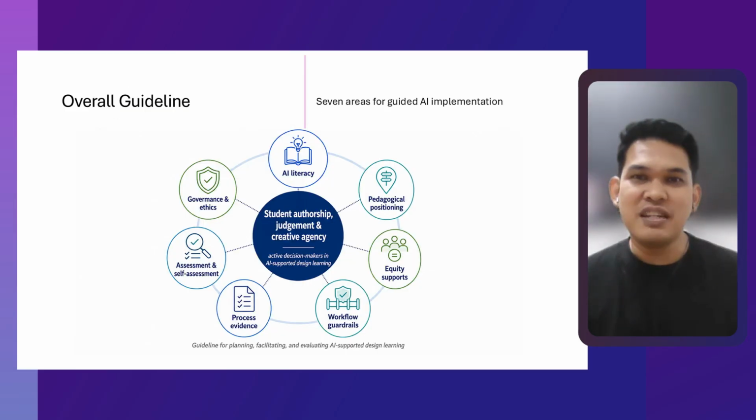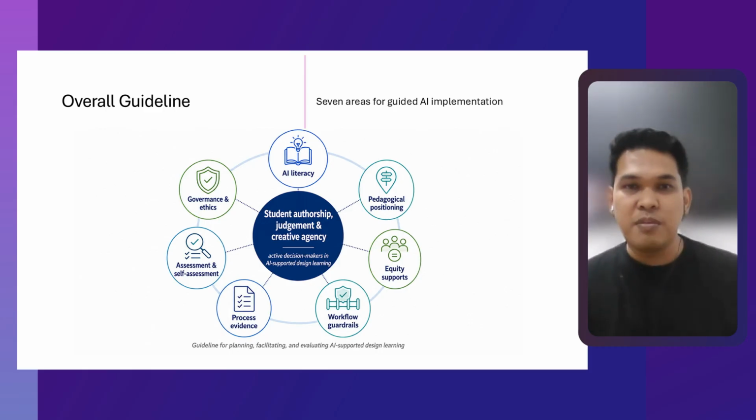The proposed guideline is organized into 7 interrelated areas. These are AI literacy, pedagogical positioning, equity supports, workflow guardrails, process evidence, assessment and self-assessment, and governance and ethics. Together, these 7 areas help educators structure AI use in design courses. They address not only technical use of AI but also the pedagogical, ethical, and assessment-related aspects of AI-supported learning.